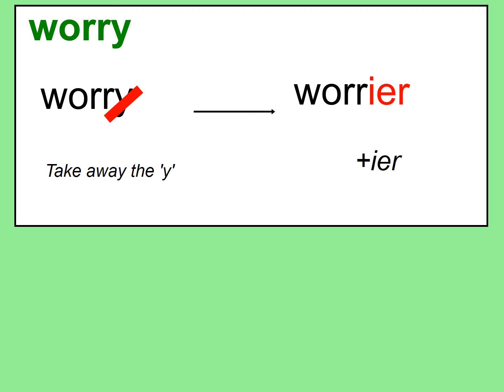Worry is our next root word. In order to change that to be a worrier, again, same rule applies. You take away the Y, you change that Y into an I, and you add er. So therefore, worry becomes worrier.